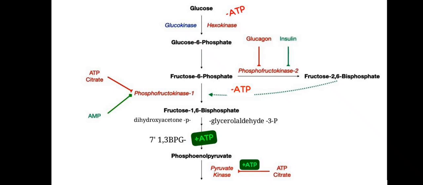So, a recap of everything. Glucose has been converted to glucose 6-phosphate using these 2 enzymes. Then glucose 6-phosphate has been converted to fructose 6-phosphate using what? Glucose 6-phosphate isomerase enzyme. Then fructose 6-phosphate has been converted to fructose 1,6 bisphosphate using what? The rate limiting enzyme, the most important enzyme, phosphofructokinase 1. And we've said that this fructose 1,6 bisphosphate will now be split into 2 molecules, which we call glyceraldehyde 3-phosphate and dihydroxyacetone phosphate.